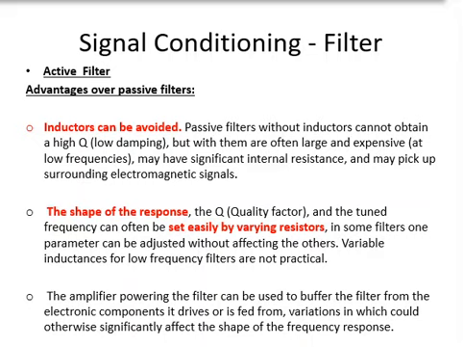The shape of the response, the Q quality factor, and the tuned frequency can often be set easily by varying the resistor. In some filters, one parameter can be adjusted without affecting the others. Variable inductance for low-frequency filters is not practical. The amplifier powering the filter can be used to buffer the filter from the electronic component it drives or is fed from, variations in which could otherwise significantly affect the shape of the frequency response. So those are the advantages of active filters over passive filters.